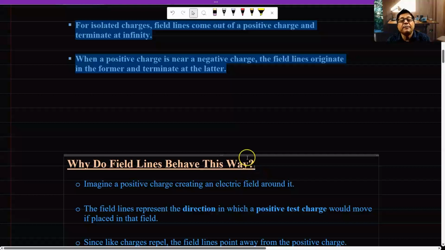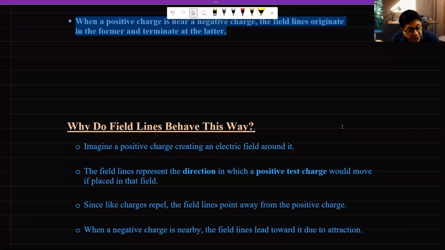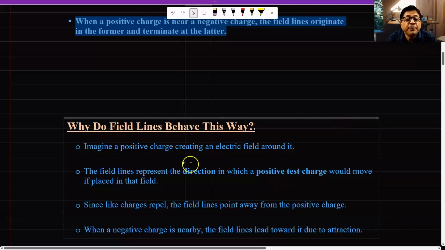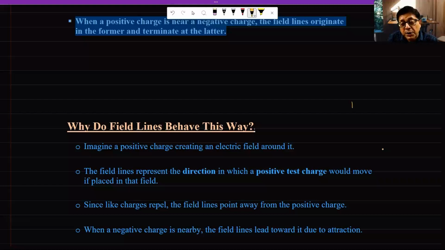Why do field lines behave this way? Due to a positive charge, I have already explained, another positive charge will experience a force of repulsion and will go away. Due to a negative charge, a positive charge will move towards the charge. Okay? So if we imagine a positive charge creating an electric field around it, then you have to keep in mind that the region of space in the surrounding of this charge is filled with those field lines, nothing else.